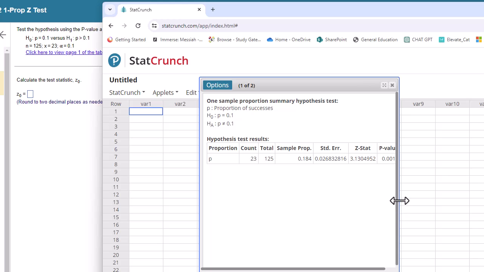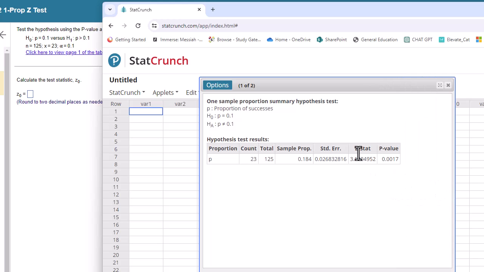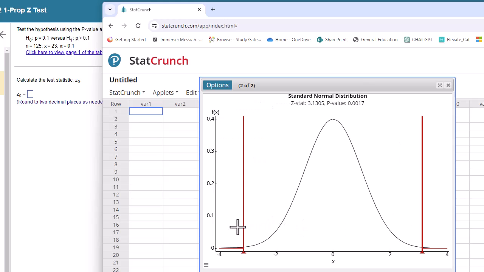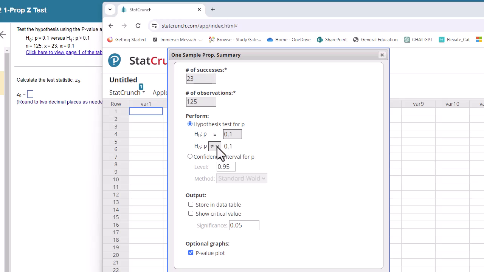Okay, so here is our test statistic right here. To two decimal places, it'd be 3.13, and here's our p-value. Notice this p-value plot here. Okay, and go ahead and make sure we change this from not equal to greater than. And then press compute, and I'm going to go ahead and select this p-value plot just to show you something.